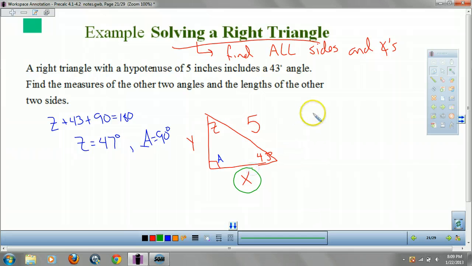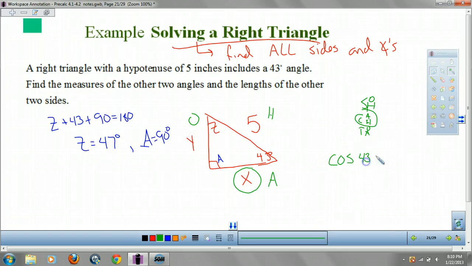Let's find X. What relationship is X to 43? Well, that's adjacent. It's touching it, but not the hypotenuse. This 5 is the hypotenuse, and Y is the opposite. So, which one of my SOH CAH TOA has an adjacent and a hypotenuse? Well, cosine. So I go cosine of 43 equals my adjacent over my hypotenuse, right?